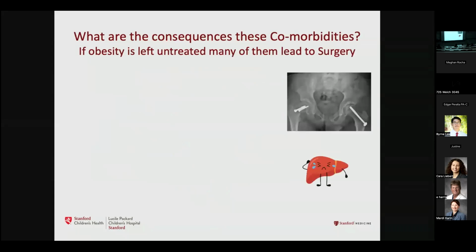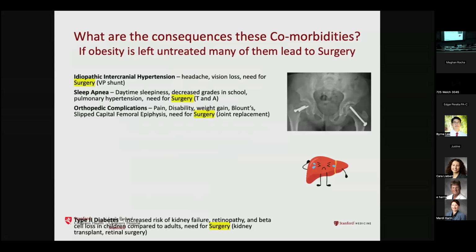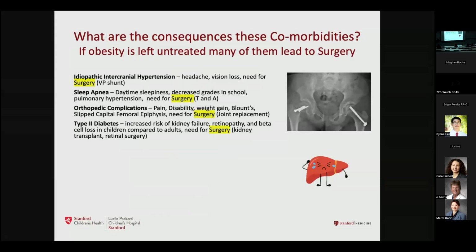If obesity is left untreated, many of the obesity-related comorbidities are going to lead to surgery. Idiopathic intracranial hypertension might require a shunt. Sleep apnea might require a tonsillectomy. In fact, it usually does in children. There are orthopedic complications I already talked about. There's type 2 diabetes, which eventually leads to kidney failure and retinal disease, and it leads to that much faster in children than it does in adults. Metabolically associated steatohepatitis is the leading cause of transplant these days.